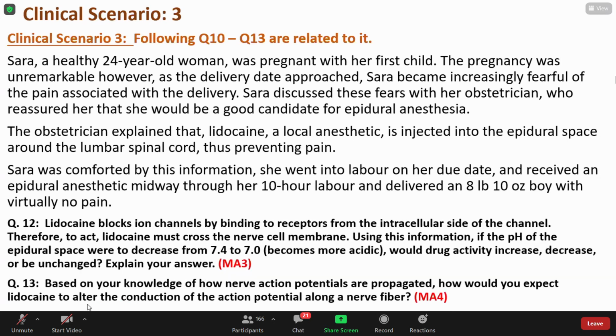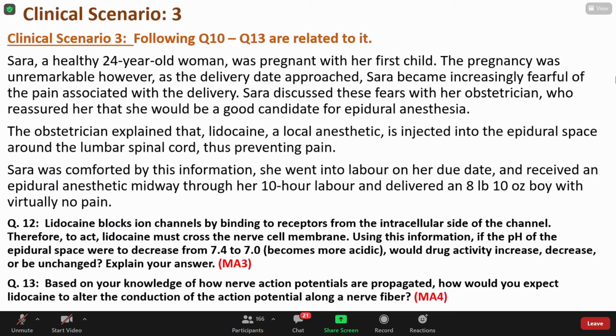Okay, let's move to question number 12. MA3, please. Any volunteer from MA3? Yes, doctor. What's your name? Salam Shabalul. Okay. Lidocaine blocks ion channels by binding to the receptors from the intracellular side of the channel. Therefore, to act, lidocaine must cross the nerve cell membrane. Using this information, if the pH of the epidural space were to decrease from 7.4 to 7.0, which is becoming more acidic, would drug activity increase, decrease, or be unchanged? And please explain your answer.